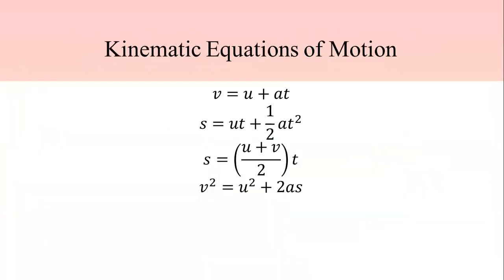Again, here are the four equations of motion. And in case you didn't notice, in the solutions that we have done, or in the graphs that we have seen, we only considered a constant gradient, meaning constant acceleration. So we were able to derive these four formulas using that condition. Consequently, these equations can only be used when the acceleration is constant.